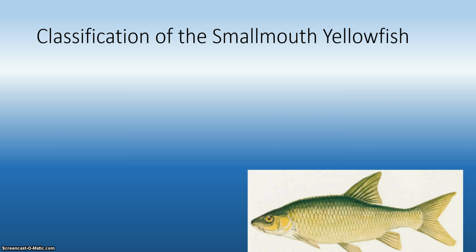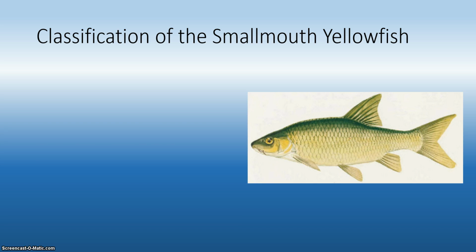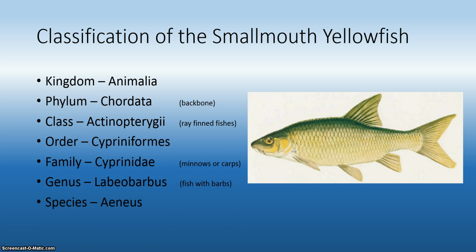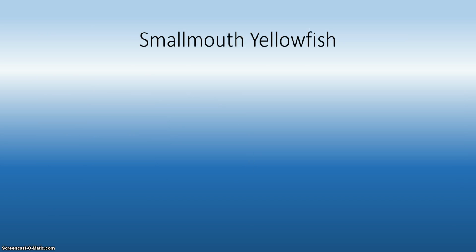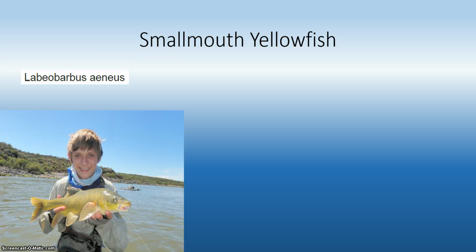The smallmouth yellowfish's full classification is: its kingdom is Animalia, phylum Chordata, class Actinopterygii, order Cypriniformes, family Cyprinidae, genus Labiobarbus, species aenus. The smallmouth yellowfish, or Labiobarbus aenus.